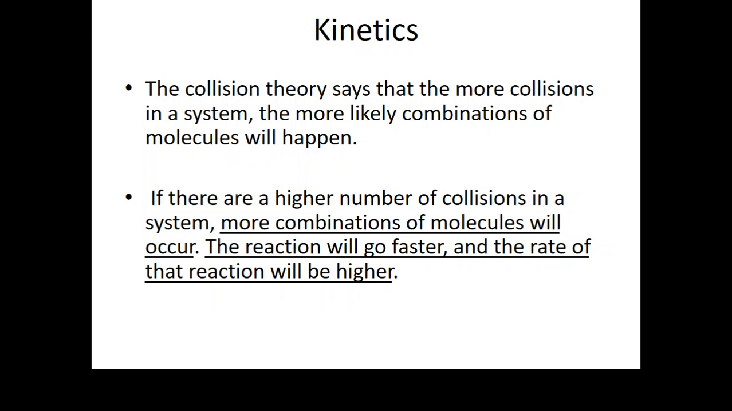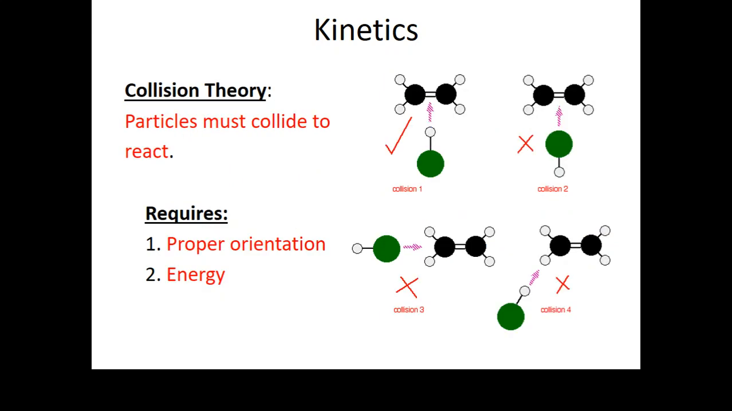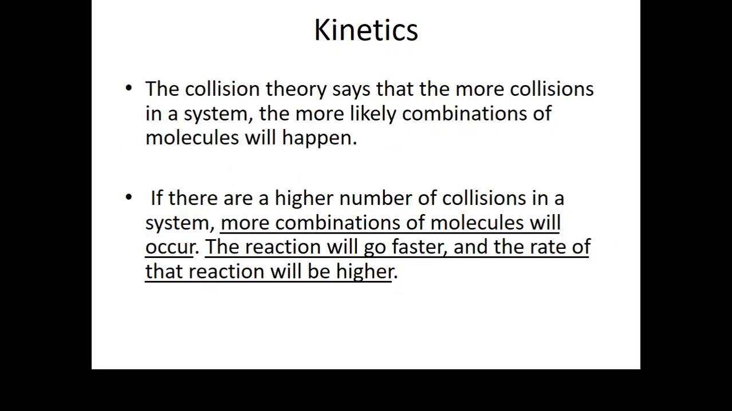When we talk about kinetics, also, again, the collision theory says that the more collisions in a system, the more likely something's going to happen. So increase your amount of interactions between your molecules, you have a higher probability of them taking place. If there are a high number of collisions in a system, therefore more combinations of molecules will occur, the reaction will go faster, and the rate of the reaction will be higher. So when we talk about rate, we need to think about rate as in something happening over a period of time. So how fast is something happening over an extended period of time? That is the focus with the terminology of rate there.